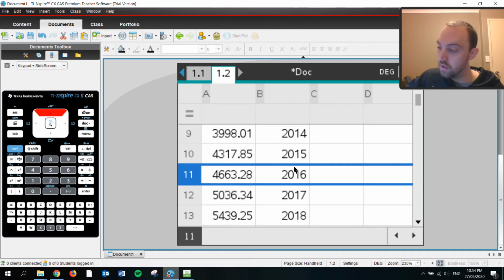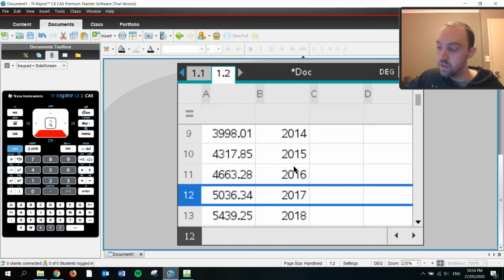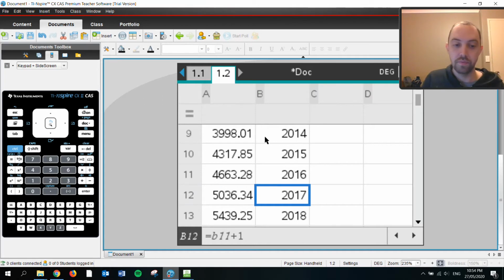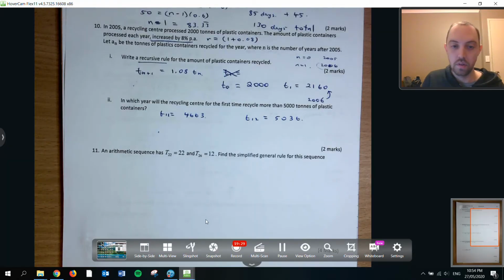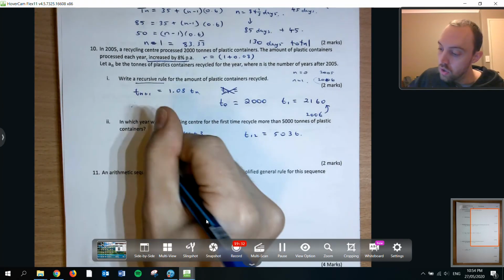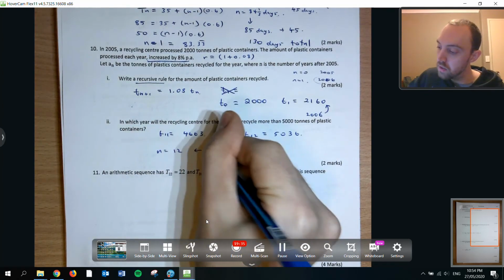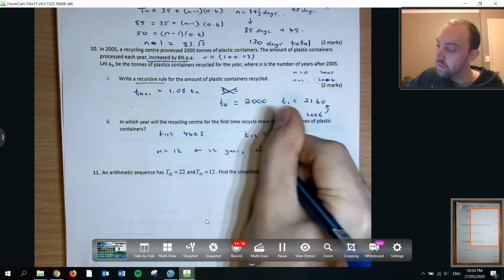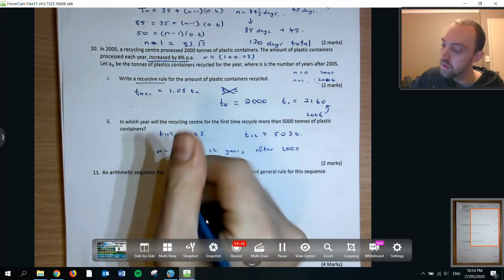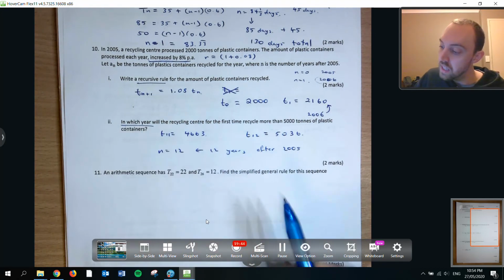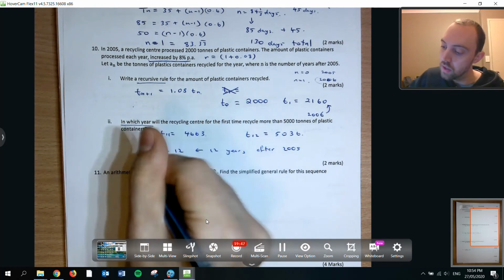T12, however, is 5036. So, in which year would the recycling center for the first time recycle more than 5,000 tons of plastic? It is 12 years after 2005, or in 2017. So n is equal to 12, so this means it is 12 years after 2005. And because we're asking in which year, we need to actually express this as year 2017.